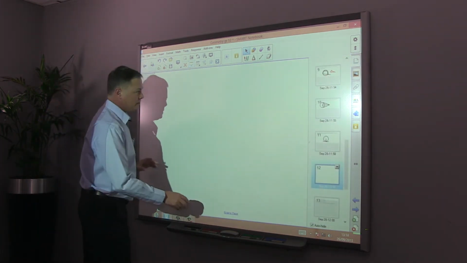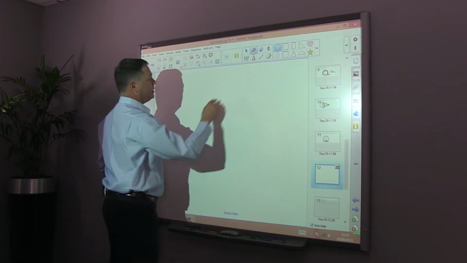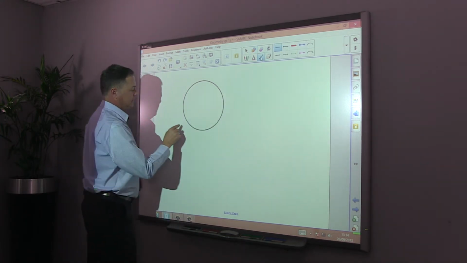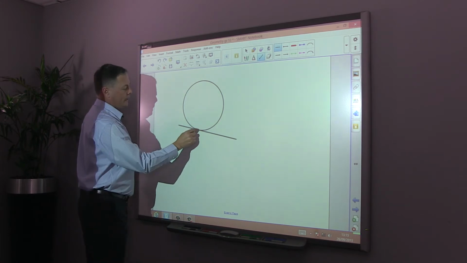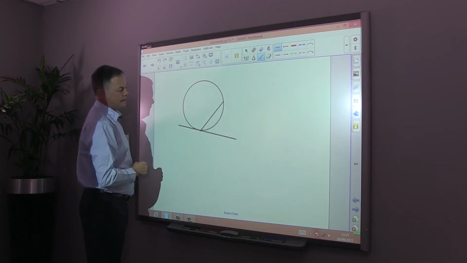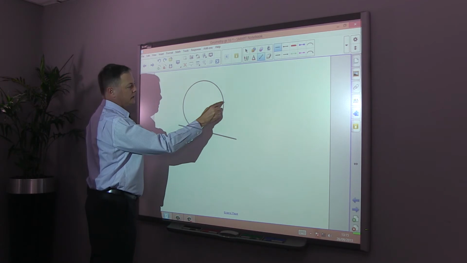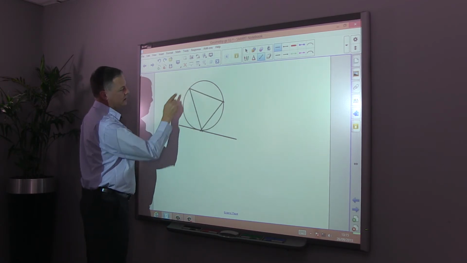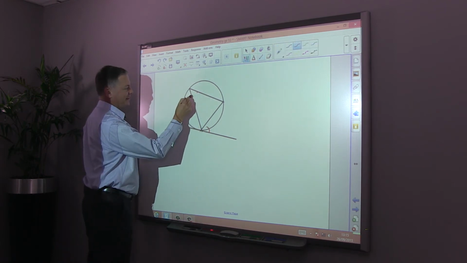Right, the next theorem and the last theorem for circles and tangents is if you've got a circle and you have a tangent drawn, where the tangent touches the circle, if you've got a chord that is formed, that angle that's there will be equal to the angle that is subtended by this chord. In other words, this here is equal to that one there.